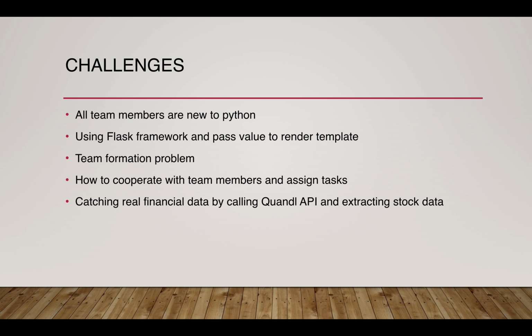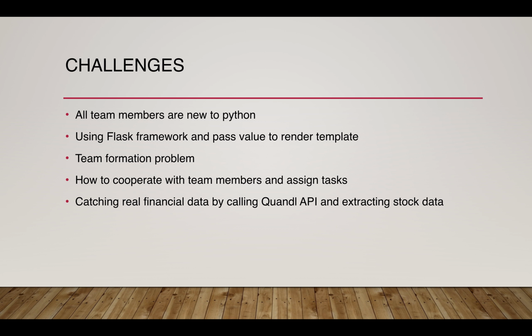Our team formation problem: we used to have 5 members in our team, but the professor said the group size has to be 2 to 4, so we had to divide our team into 2 parts. So for now, we only have 3 team members. The other thing is how to collaborate with team members and assign tasks. Since it's approaching the final period, everyone is pretty busy, so it's hard to find the same time that everyone can work together on this project.